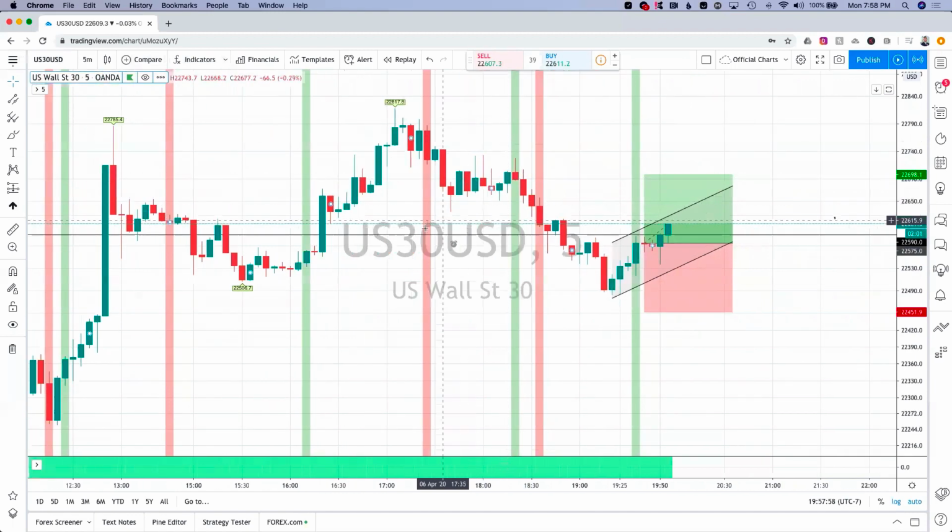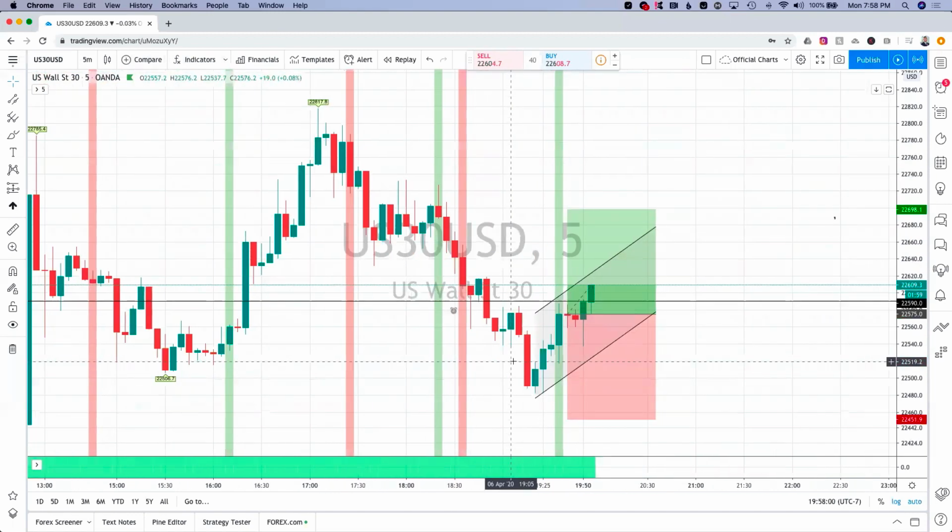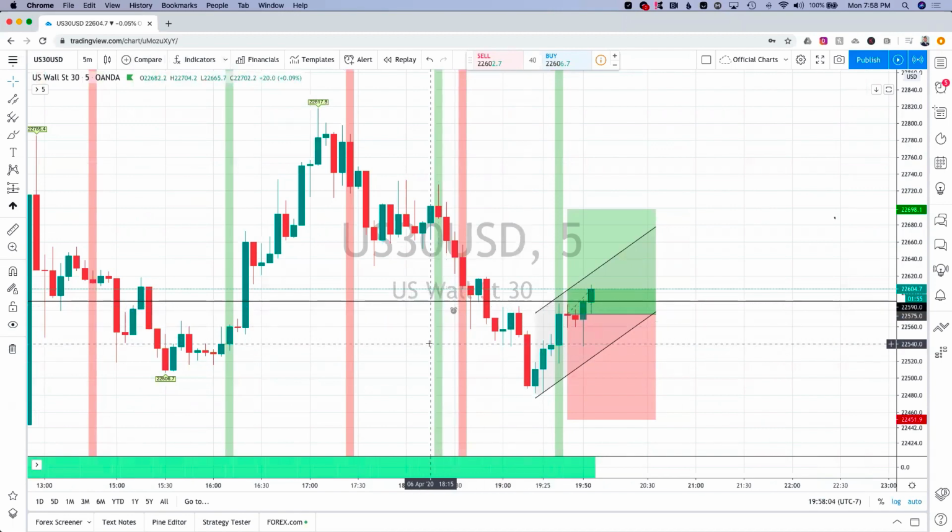It doesn't have to be a strict, oh crap, I moved my stop loss again. So I'm gonna move my stop loss to, I don't want to move it too close, but I also don't want to move it too far off. I'll move it to 22600.